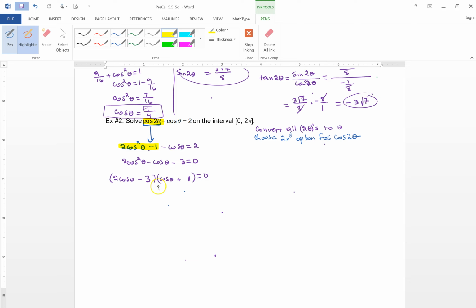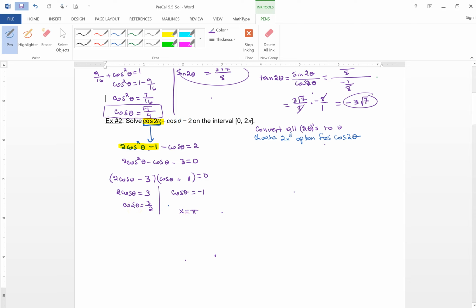So now, 2 cosine theta equals 3. Cosine theta equals 3 over 2. Here, cosine theta is equal to minus 1. Let's do that one first. Cosine is the x-coordinate. Where is the x-coordinate minus 1? At pi. So here, x is equal to pi.